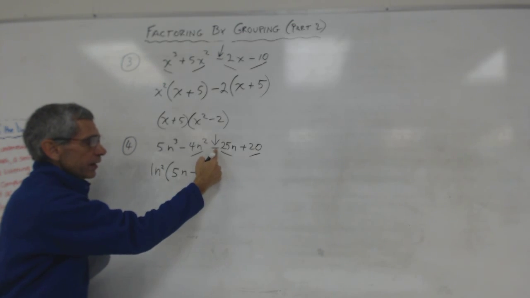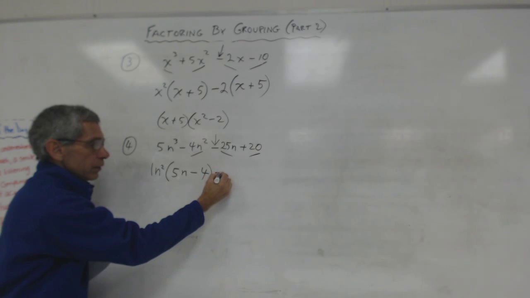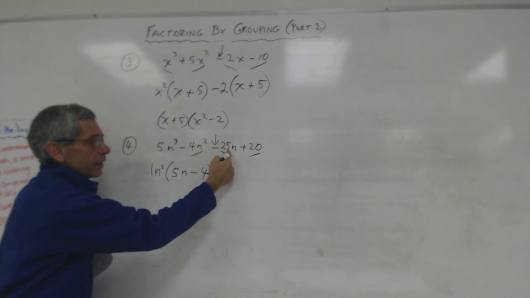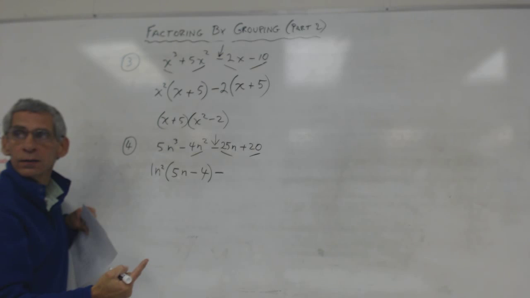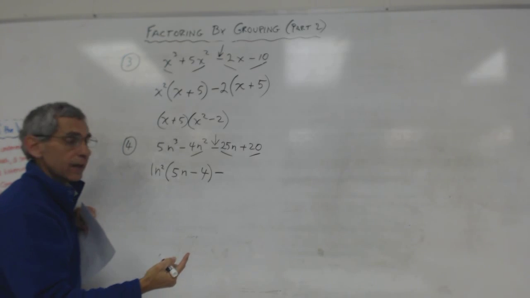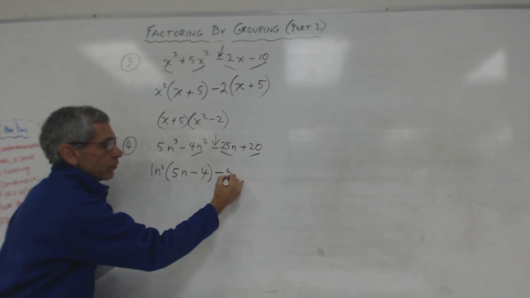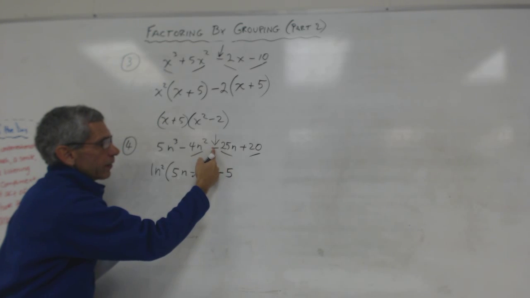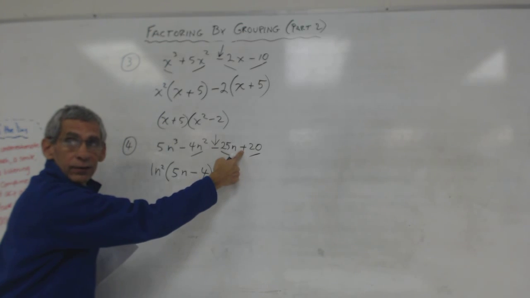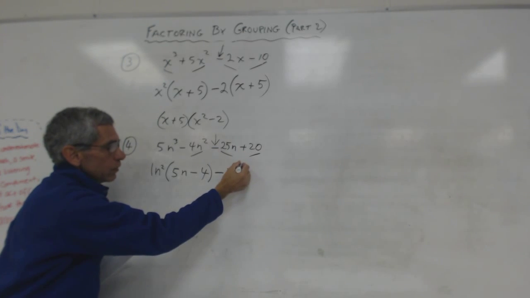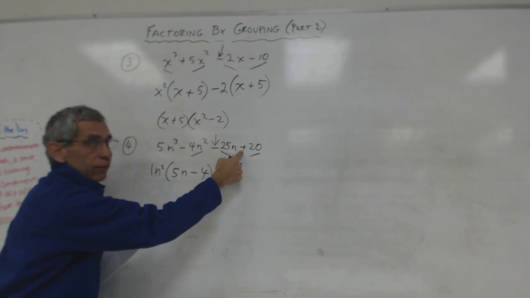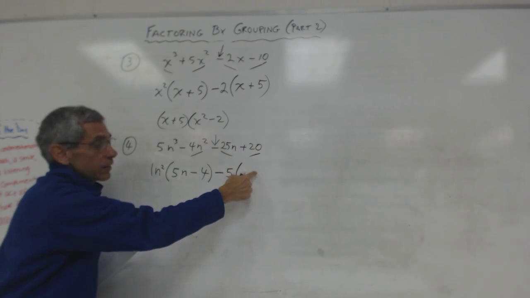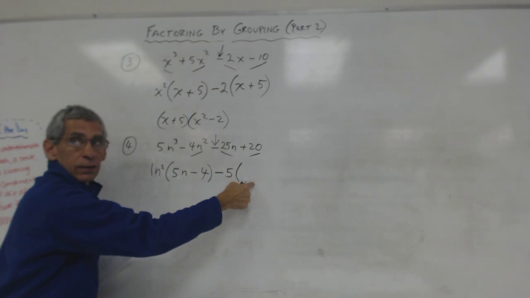All right, now it says minus, so I got to put a minus here. Very important. What can I take out of 25 and 20? 5. Yes. 5 goes into both of them. So I'm taking out a 5. Right now, that negative sign does not affect that positive sign. But as soon as I do this, it now affects that. So whatever I put in here has to be the opposite of this sign.